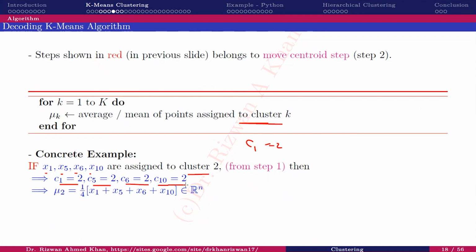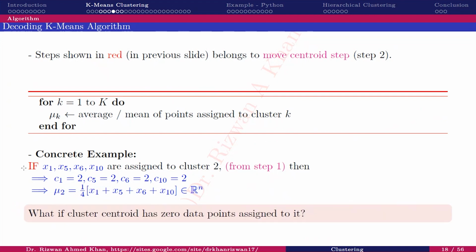So this was the cluster assignment step, the first step. And then the second step would be mu of 2, because they are assigned to cluster number 2, which would be the average of all the data points that are assigned to this cluster. So the average is 1 over 4 times x1 plus x5 plus x6 plus x10. This is just vector addition and then dividing by 4. So this will give the new value of the cluster centroid, or the centroid would move towards the data points, in another way of saying it.